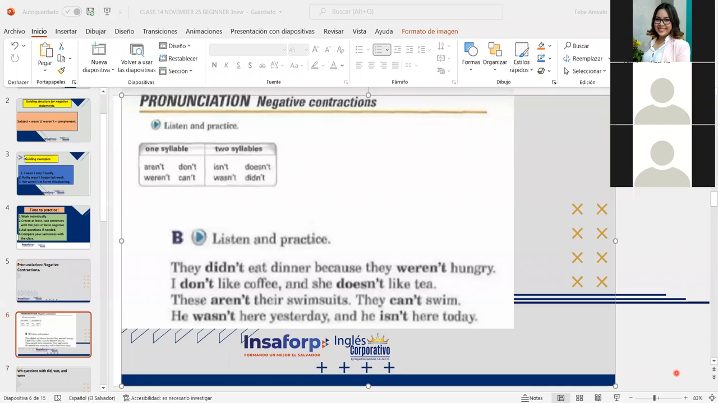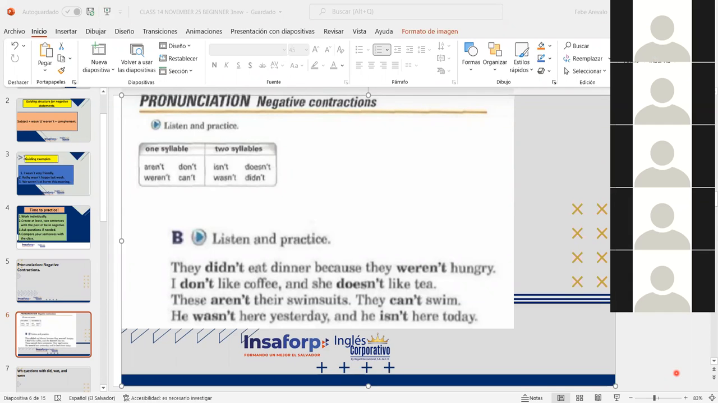Thank you. Let me go with Jamie Merlos, please. Listen and practice. They did eat dinner because they weren't hungry. I don't like coffee. She does like tea. Doesn't like tea. These aren't their swimsuits. They can swing. She was here yesterday and they isn't here today. There you go. Excellent. Thank you, Jamie.